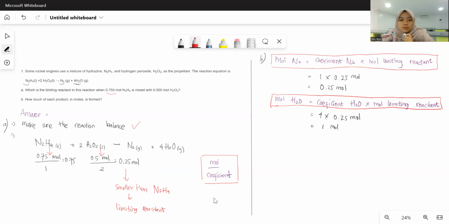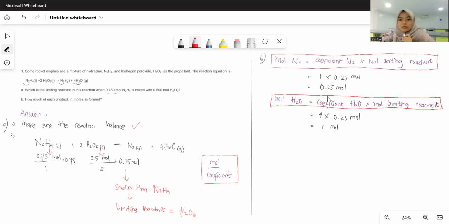Next question. How much of each product in moles is formed? So to know the product that forms in the reaction, we need the mole of the limiting reactant. So that's why we need to solve the previous question first before we go to the next question. As we know here, the moles of the limiting reactant is 0.25. So we substitute in this formula: coefficient of N2 multiplied by mole of limiting reactant. So 1 times 0.25, so it becomes 0.25. So this is the mole for N2.